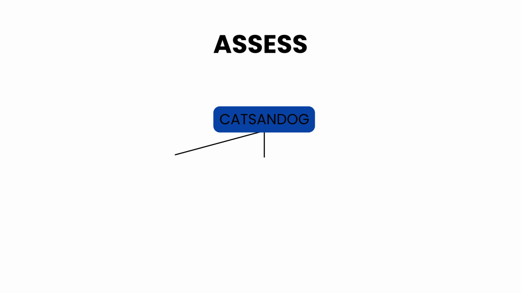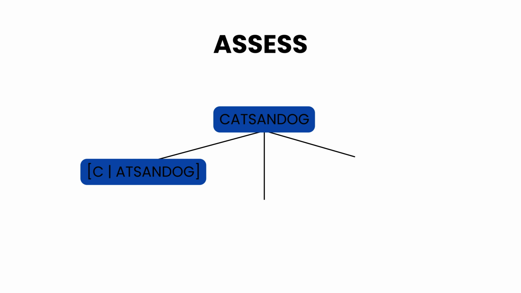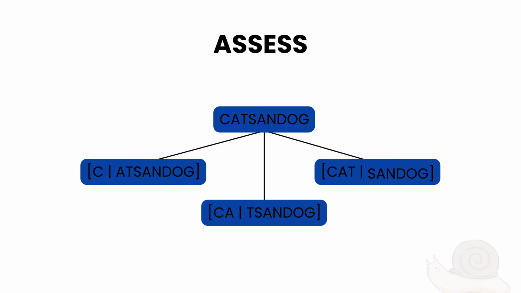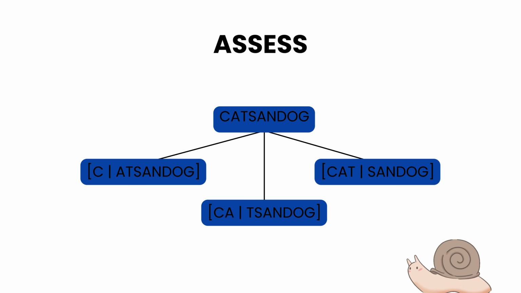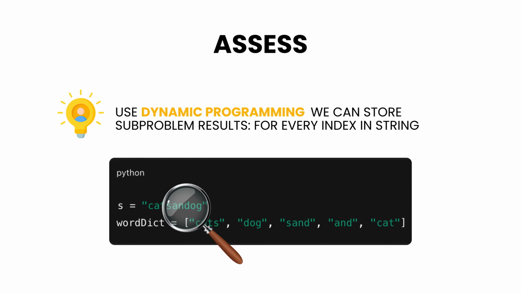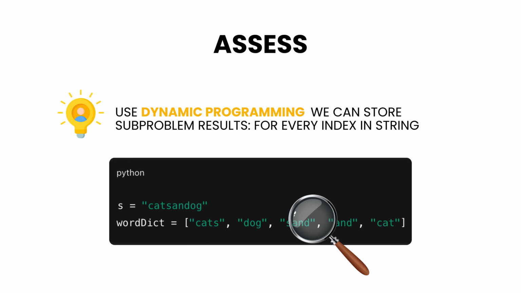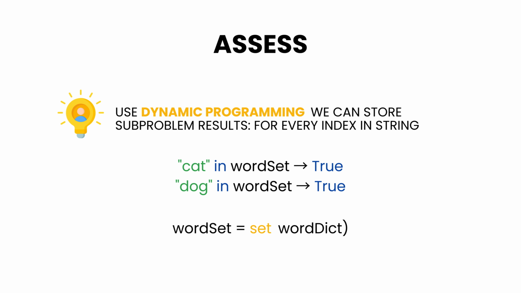Now, let's assess the complexity. The brute force approach would check all possible splits, exponentially slow. But we can do better. If we use dynamic programming, we can store sub-problem results. For every index in S, we ask, can I split up to here using the dictionary? A hash set gives us O(1) lookups for dictionary words. Edge cases: an empty string should return true, and if word dict is empty, we should return false.